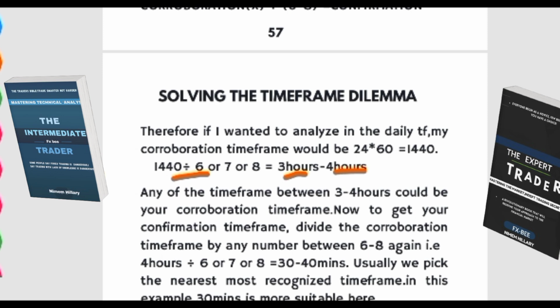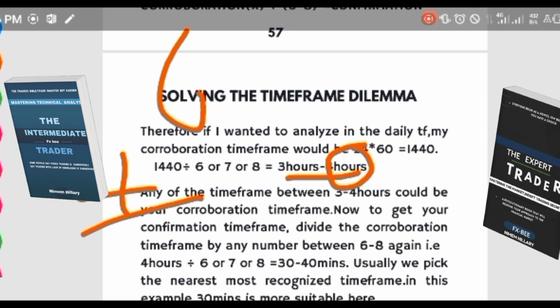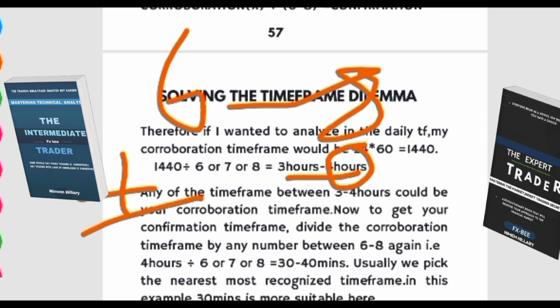Now, what we usually do is that we take the most common time frame, like a popular time frame. You hardly hear people talk about 3 hours time frame or 2 hour time frame, but you hear people talking about 1 hour, 4 hour. So since our value is between 3 to 4, we just make use of 4 hour. Okay? You understand me? So any time frame between 3 to 4 hours could be your corroboration time frame. Now, to get the confirmation time frame, we divide the time frame we choose here also, let's say this 4 hour, by any number between 6 to 8 again. That is why it's called the 6 to 8 rule.